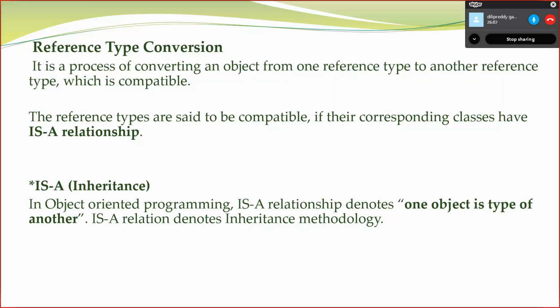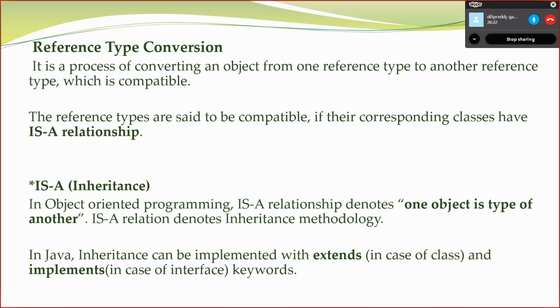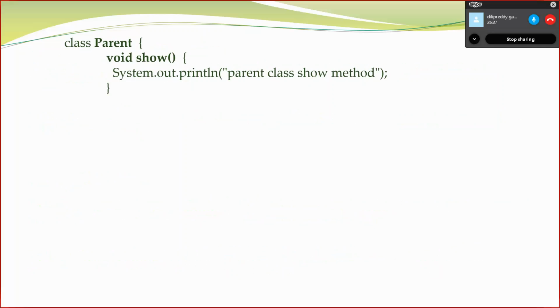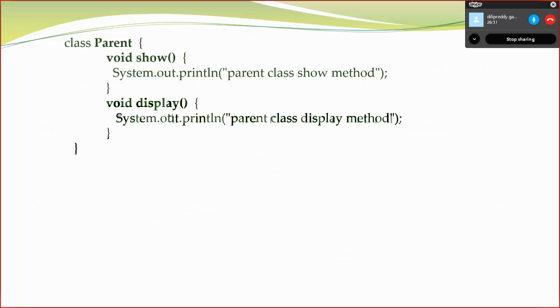Just see this. We have a parent class. This is for example only. We have a parent class with two methods, show and display. Then we have a child class. The child class extends the parent class. We have the same method. We override this show method and create a new method print. This is called inheritance. They have an IS-A relationship between child and parent.